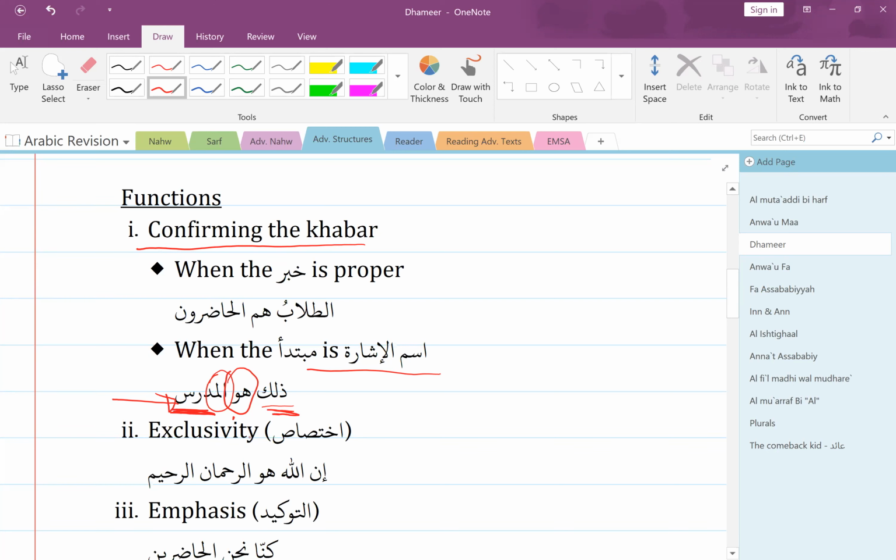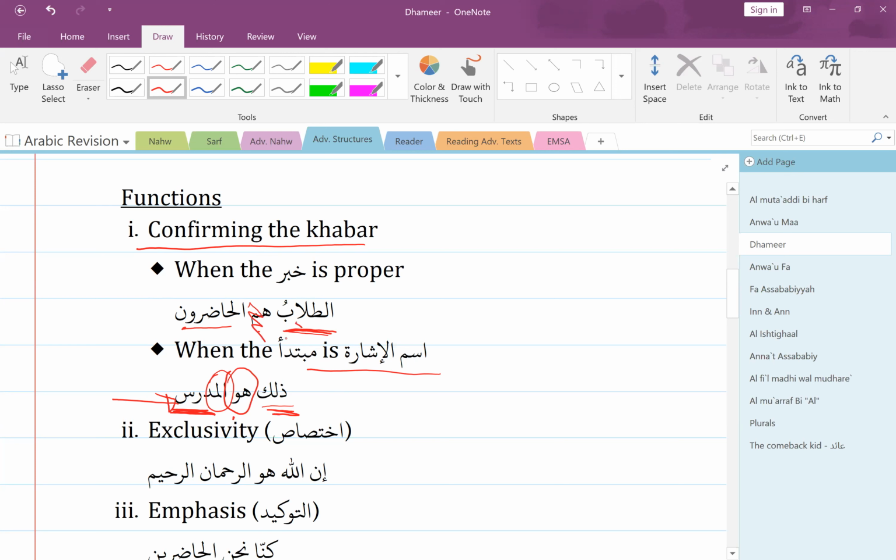Dhalika huwa al-mudarris. That is the teacher. So you bring in the invisible "is". It's no longer an ismul ishara. It now becomes a mubtada khabar situation. Or for example, you're just confirming: at-tulabu humul hadirun. At-tulabu, the students, humul hadirun, they are the ones who are attending. The students are the ones who are attending. That's the literal translation of it. The students, they are attending.